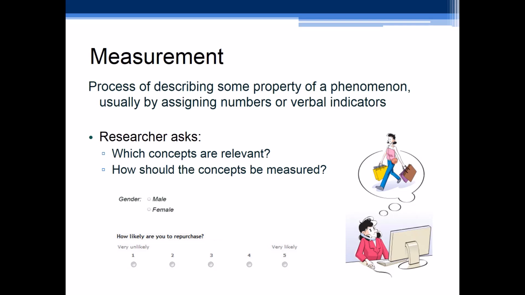So that's illustrated in those two examples on the screen, where we've got a question asking for someone to indicate their gender, male or female. When they select that, they're essentially indicating a verbal label. That's a form of measurement. And the second one is asking someone to indicate their likelihood to repurchase a product or repurchase a brand, where they're indicating a numeric value along a continuum that indicates the extent to which that applies to them. So both numeric labels and verbal labels are a form of measurement.